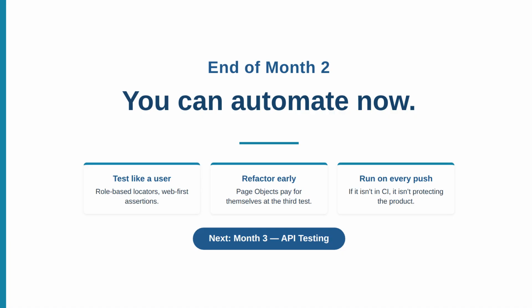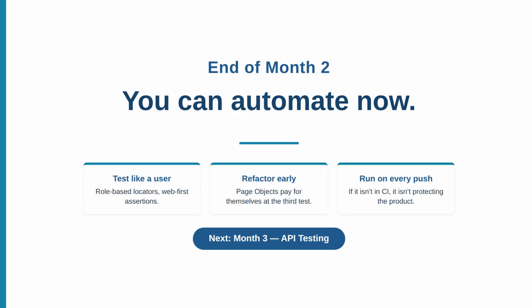Page objects pay for themselves at the 3rd test that uses them. Every test that reuses a page object class is one you will not have to update individually when the UI changes. Run on every push. If your tests are not running in CI, they are not protecting the product. A test suite that only runs locally is a convenience tool. A test suite in CI is an engineering control.